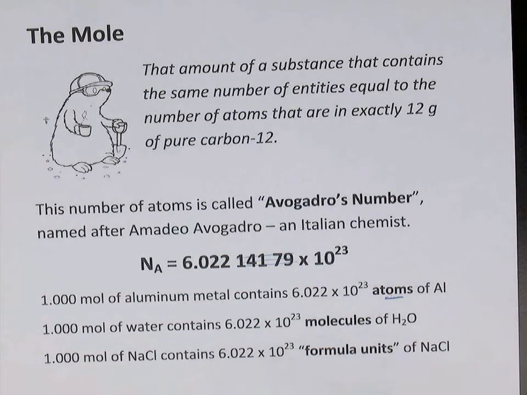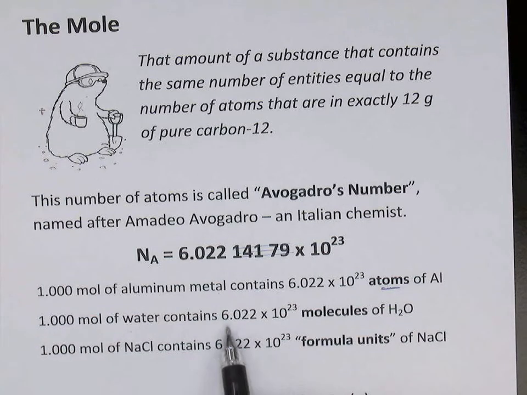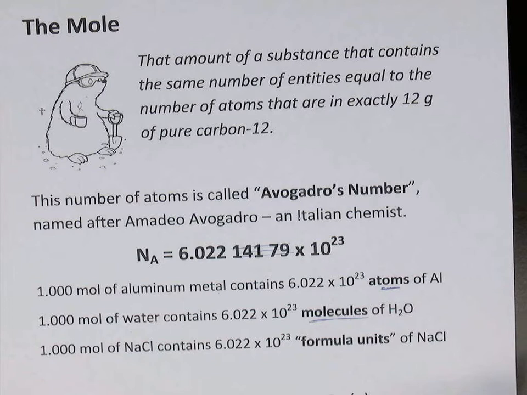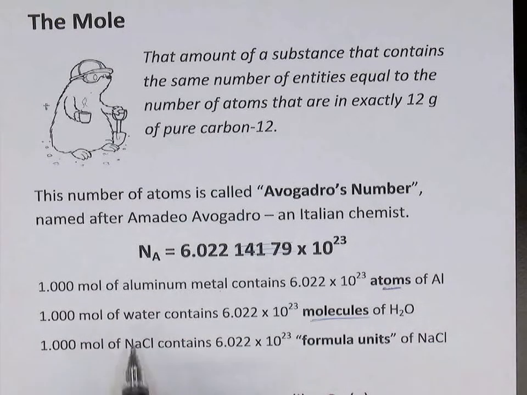On the other hand, if you were talking about water, it's not an element, it's a compound, and more specifically, it's a covalent or molecular compound. Then if you had 1 mole of water, you'd have Avogadro's number of water molecules. So notice now we're talking about molecules because water is a compound and a molecular compound. Ionic compounds are a little bit more problematic because in an ionic compound there are no molecules.